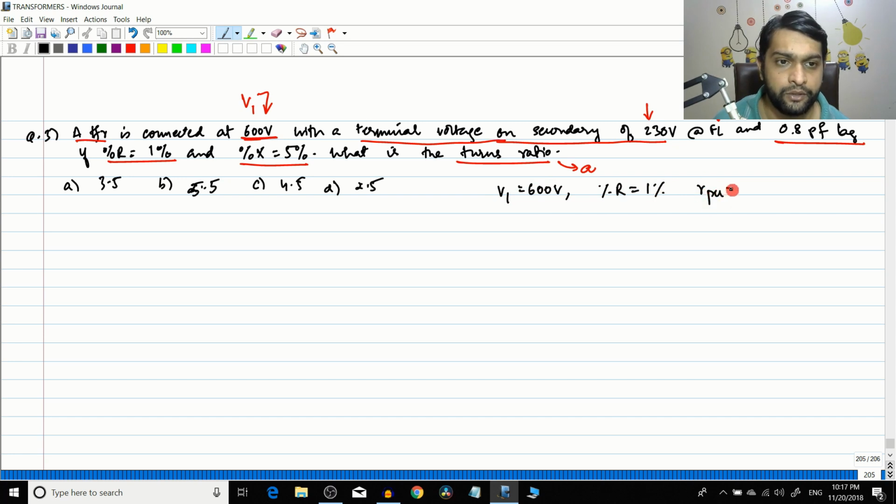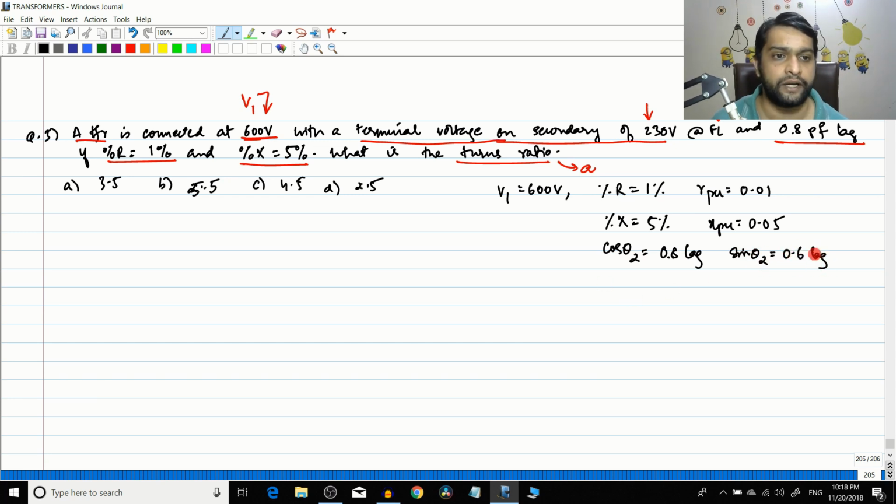That means I can write RPU will be equal to 0.01. Percentage reactance is given as 5%, so XPU will be equal to 0.05. The cos theta 2 value is given to be 0.8 in the lagging condition. That means sin theta 2 will be equal to 0.6, so I don't have to write lag here. Sin theta 2 is 0.6. You have to find the turns ratio of the transformer.